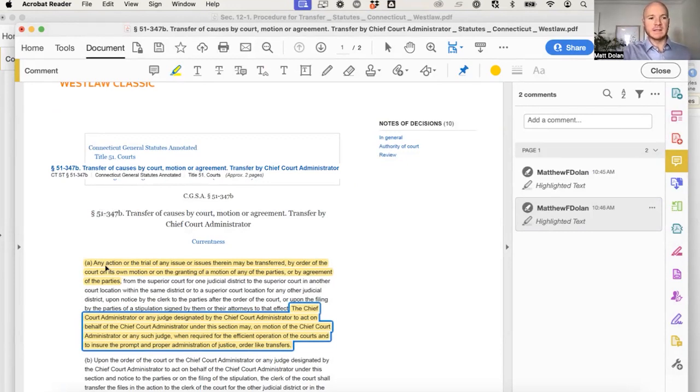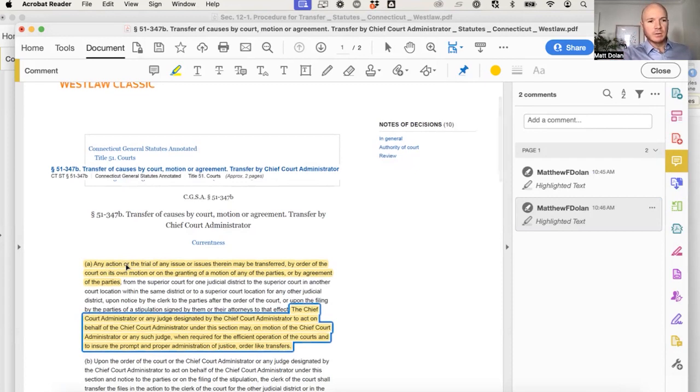So that's a practice book section, and there's also Connecticut General Statutes section 53-347b, and this says, somewhat repetitive of what we already talked about, that any action or the trial of any issue or issues therein may be transferred by order of the court on its own motion or on the granting of a motion of any of the parties or by agreement of the parties. The chief court administrator or any judge designated by the chief court administrator to act on behalf of the chief court administrator under this section may, on motion of the chief court administrator or any such judge, when required for the efficient operation of the courts, and to ensure the prompt and proper administration of justice, order like transfers.